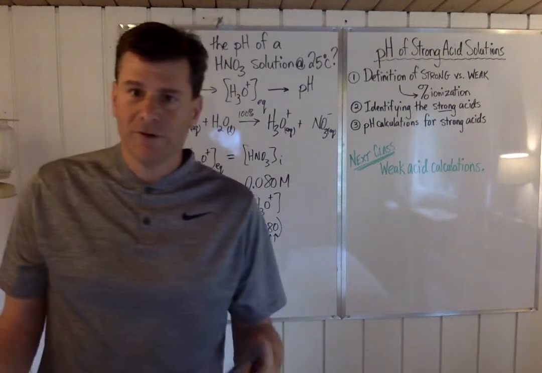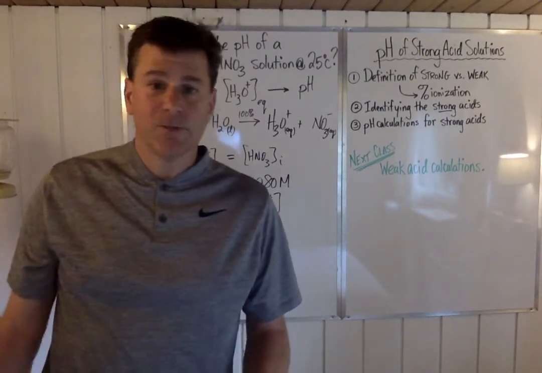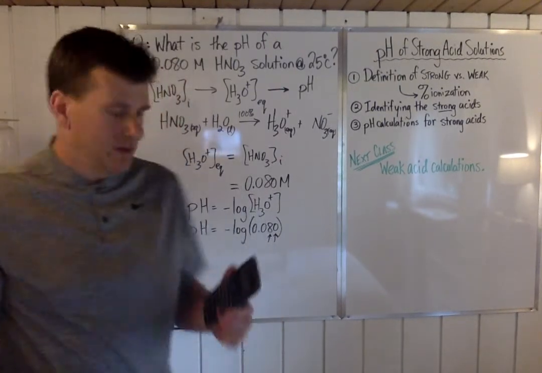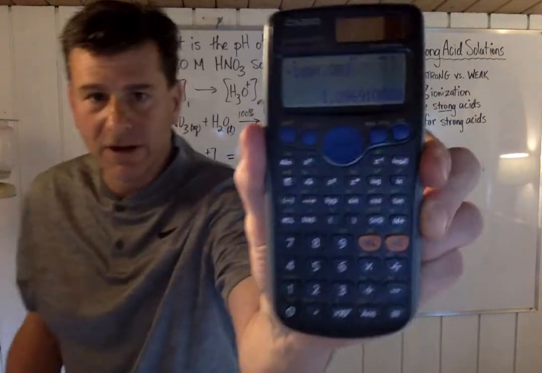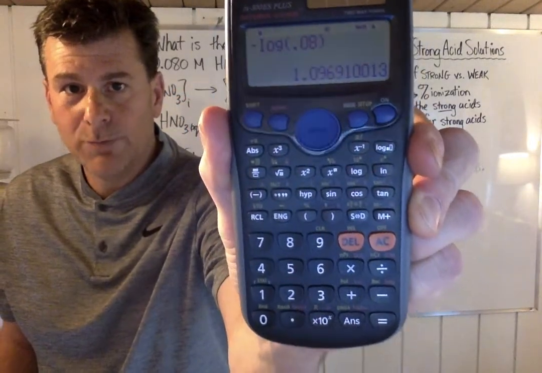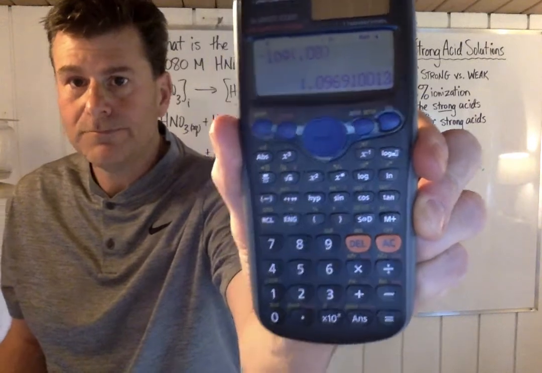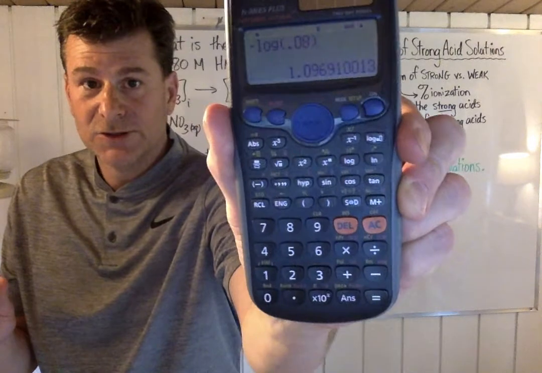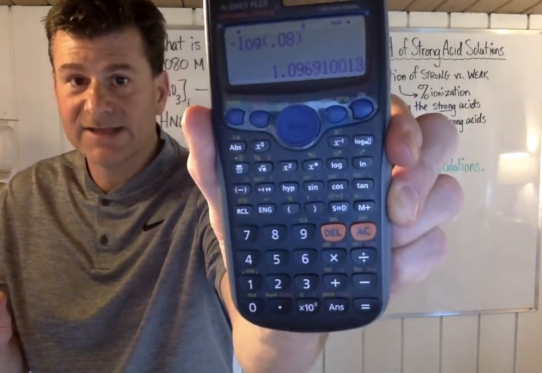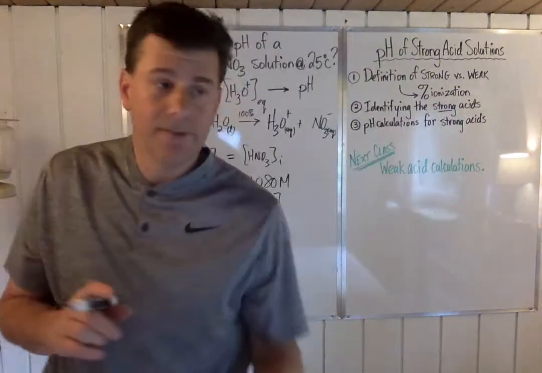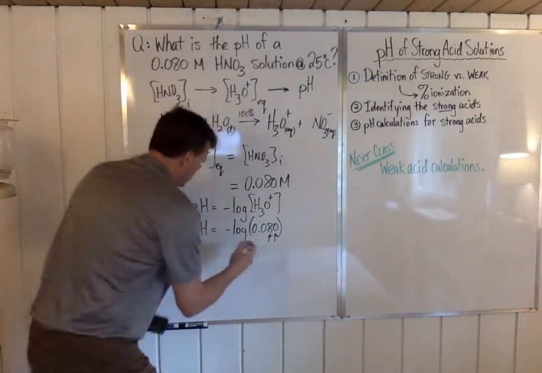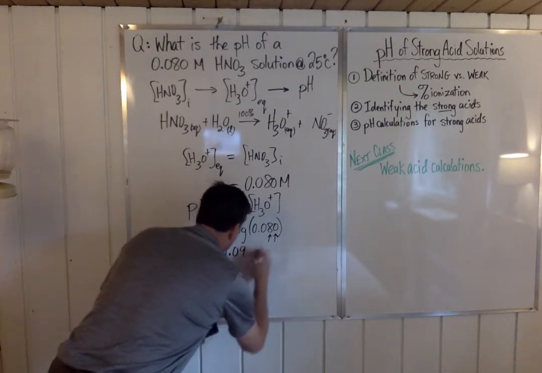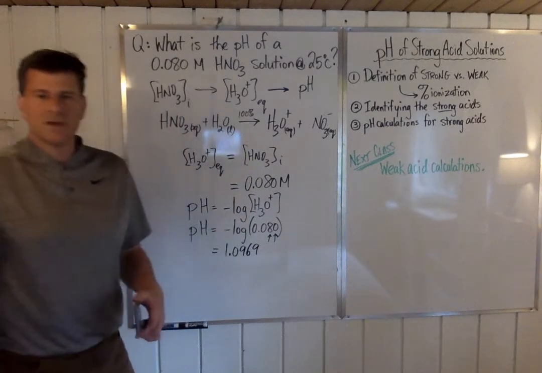Well, the sig fig rule for a pH is numbers before the decimal don't count. All digits after the decimal count. So if I have a pH of, and I'll put it up there again, 1.0969, the 1 doesn't count. It's not a sig fig. So the first sig fig is the 0. The second sig fig is that 9. Okay, so my pH is 1.0969, but I only get 2 sig figs.